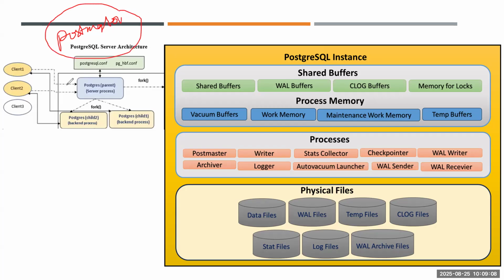Postmaster is the main process, which is running whenever we start the Postgres engine. Once we start the engine, we have the postmaster process running in the background. It's like a parent process. Under the postmaster process, we will start multiple connections, like user 1, user 2, user 3, user 4, the users who are authenticating to Postgres.